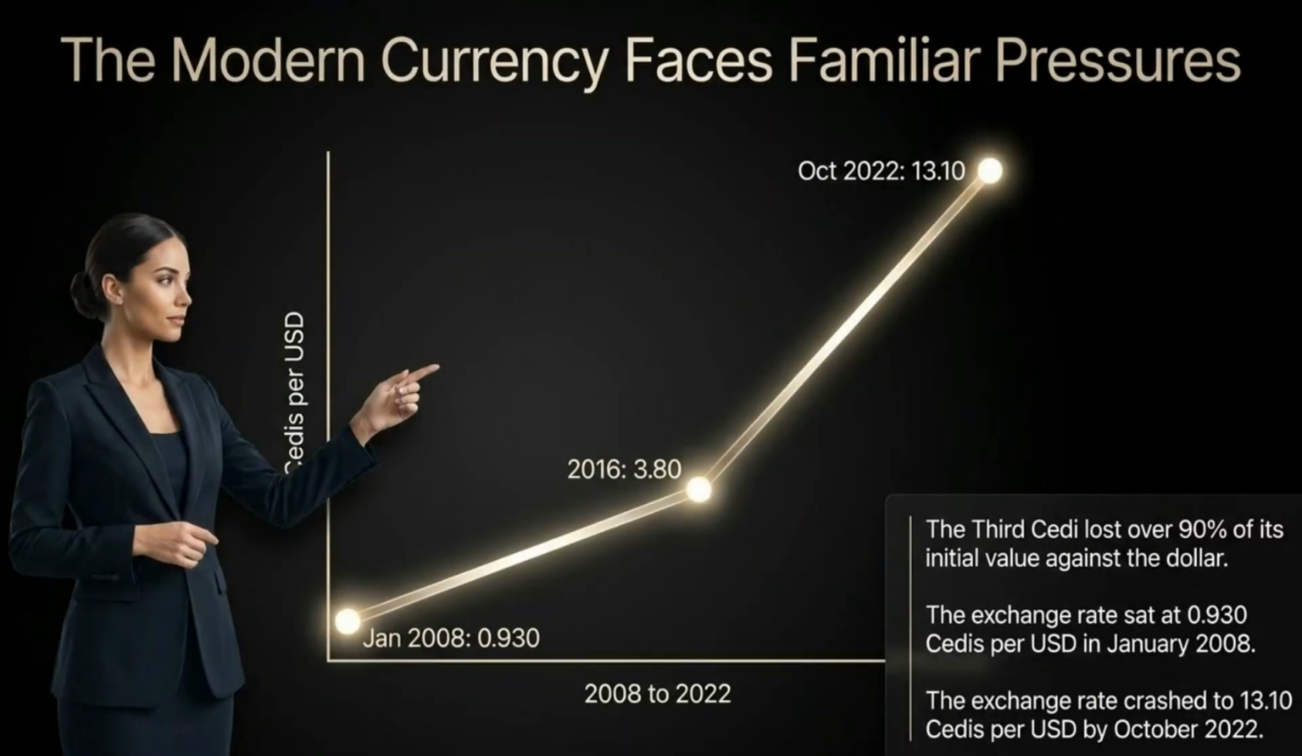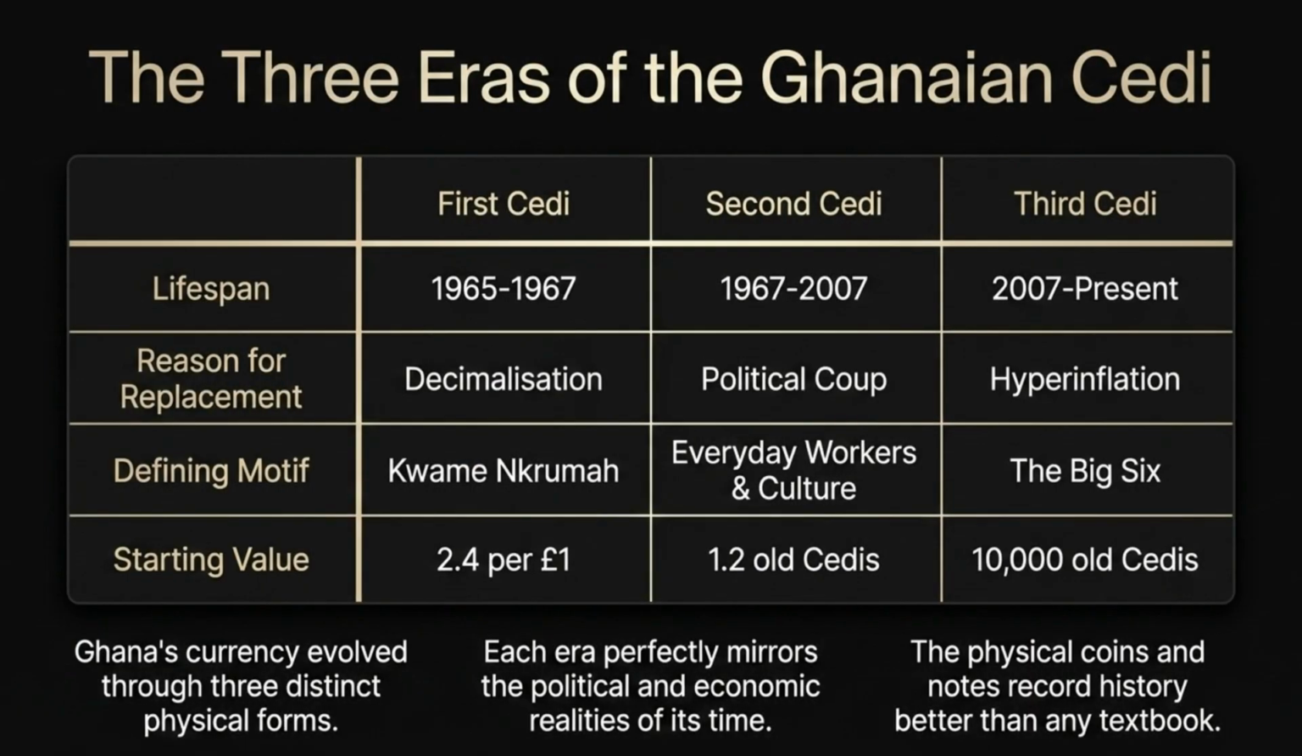The modern currency has continued to face economic pressure. Between 2008 and 2022, the Third Cedi lost over 90% of its initial value against the US dollar. From the First Cedi to the Third, Ghana's currency history reflects the country's political and economic evolution. These physical artifacts serve as a record of the nation's journey.